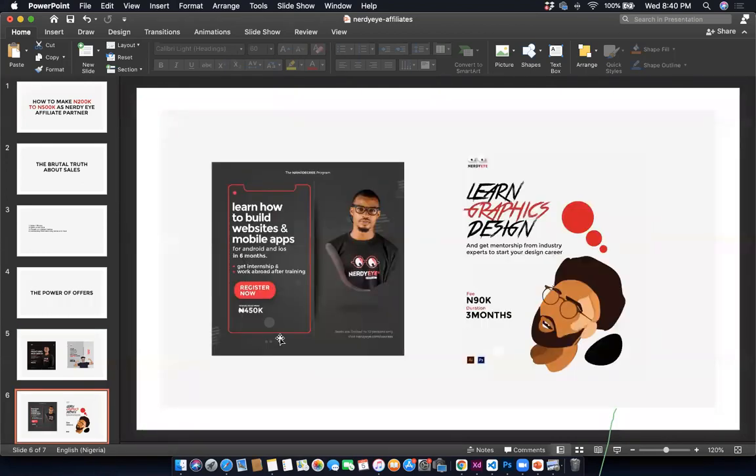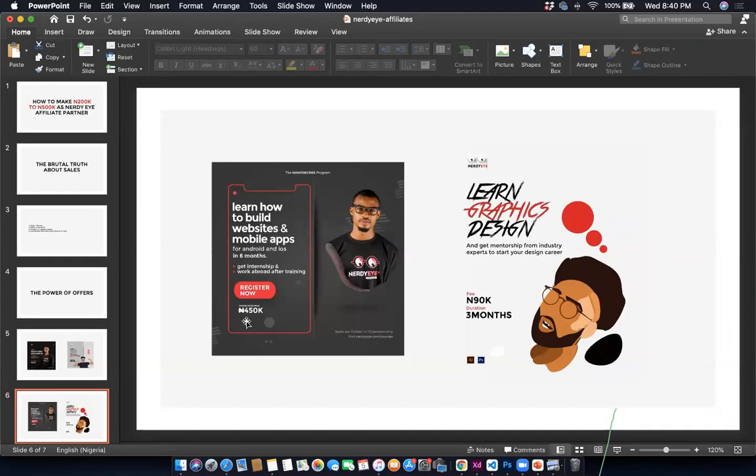Now that's not it. Another offer massively blew NDI up a few years ago. For this particular offer, we said: learn how to build websites and mobile apps for Android and iOS in 6 months, get an internship and work abroad after training. When we did this offer, we got more than 10 people who were ready to pay 450,000 naira for an NDI full stack course, right? And we're able to tell them, look, we don't take more than 10. Up to date, I tell you, we don't take more than 10 for our classes because we have amazing offers that people want to buy into, right?